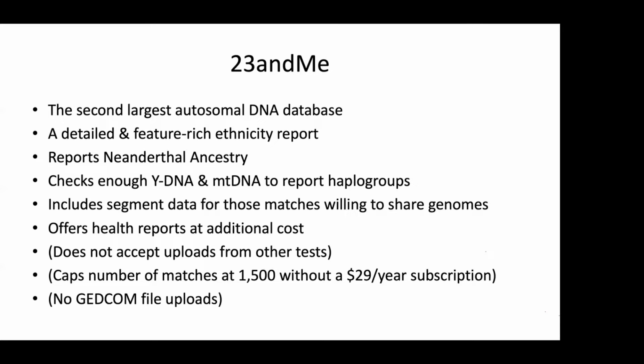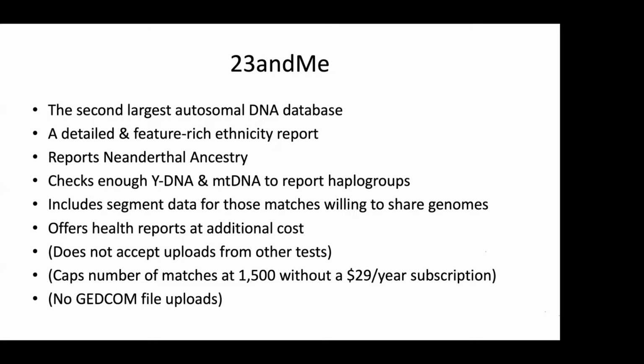Now, 23andMe has the second largest autosomal DNA database, and they have probably the most detailed and feature-rich ethnicity report. They also report Neanderthal ancestry, which may not be useful in your genealogy, but is otherwise interesting. They also check enough of a man's Y DNA and everybody's mitochondrial DNA to report haplogroups for you. They do include segment data for those matches who are willing to share genomes. And they offer health reports at an additional cost.